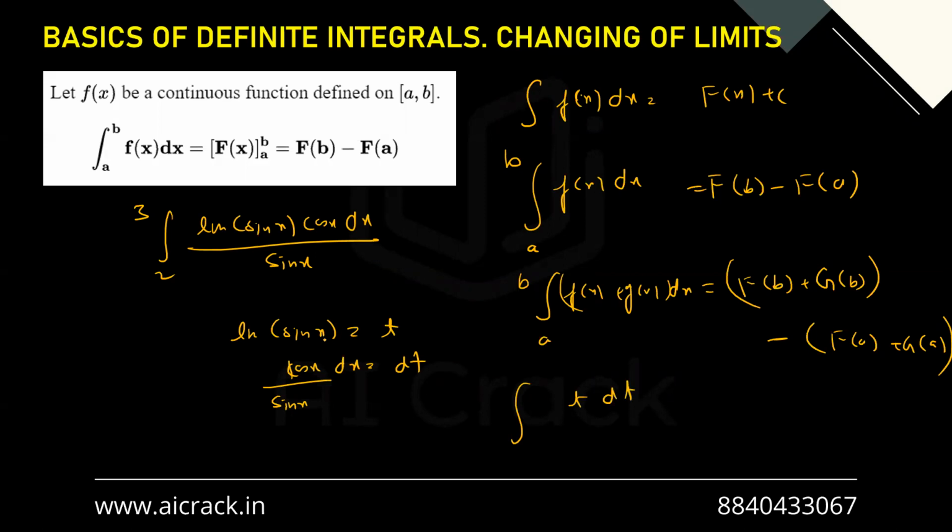Over here, we took this kind of substitution. So when x is 2, t would be ln(sin 2), and when x is 3, t would be ln(sin 3). So this is how we have to change the limits in order to do the integration. Or else, you can take the substitution, do the integration, put back the substitution, and then you can apply the regular limits. That is also one way. Either way you can do it.